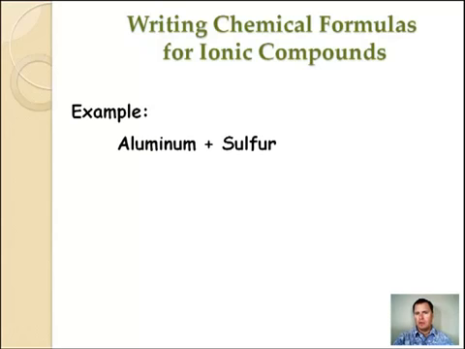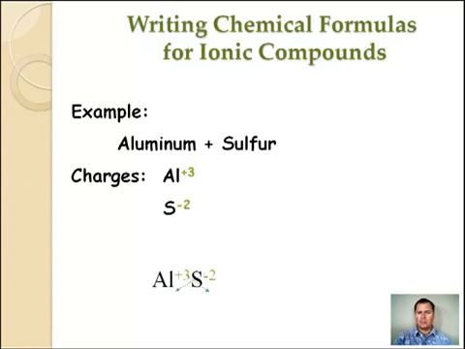Okay, let's try another example here. Aluminum and sulfur. First thing we want to do is write down their charges. Aluminum is +3. Sulfur is -2. Now you can write them that way, but I like to write them sideways like this. Now do your crisscross. Rewrite it as a compound, with the numerical value of the charges becoming your subscripts.